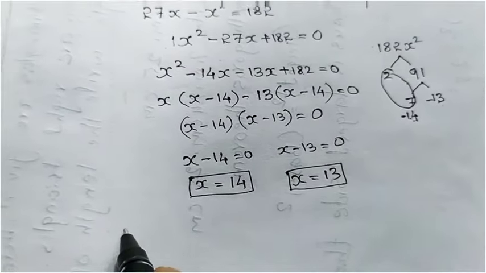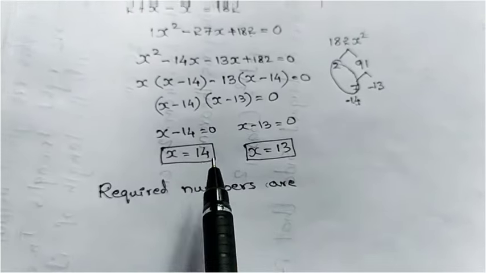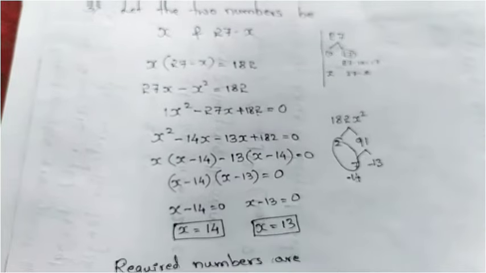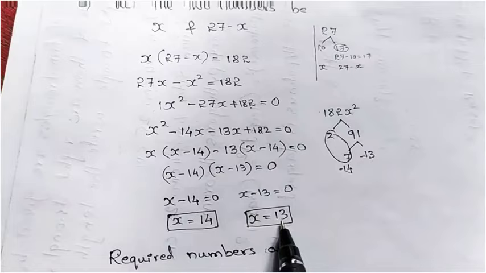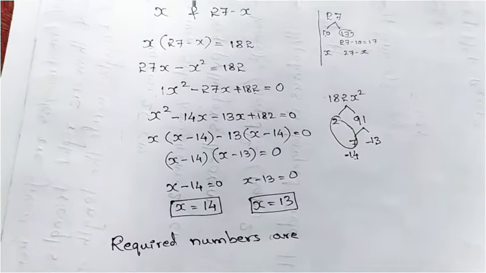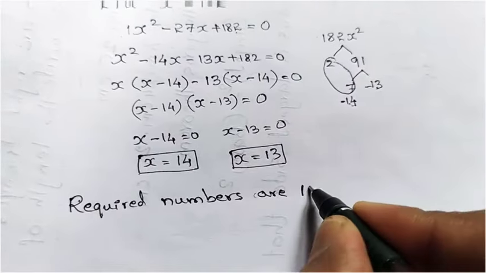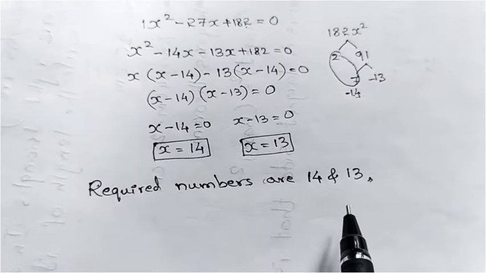So the required numbers are here. If you take 14, the other number will be, what is that? 27 minus x, 27 minus 14, that will be 13. If you take 13, again 27 minus 13, that is 14. So then the required numbers will be 14 and 13. Okay, so this is our final answer.